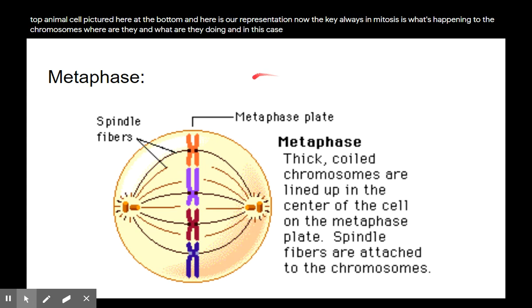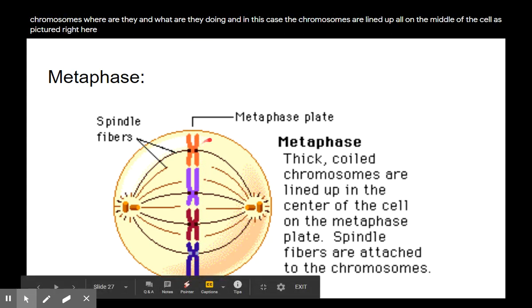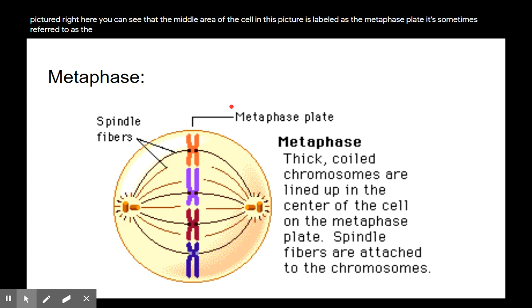And in this case, the chromosomes are lined up all on the middle of the cell as pictured right here. You can see that the middle area of the cell in this picture is labeled as the metaphase plate. It's sometimes referred to as the equatorial plate. It's most commonly just referred to as the equator. That's number one. That's key to metaphase. Where are the chromosomes? They're on the equator.